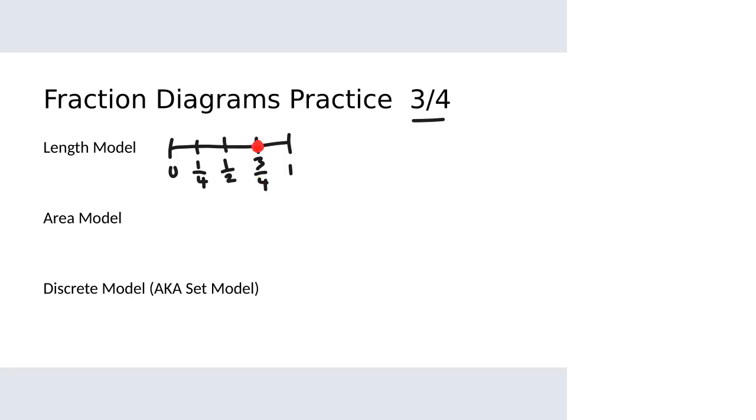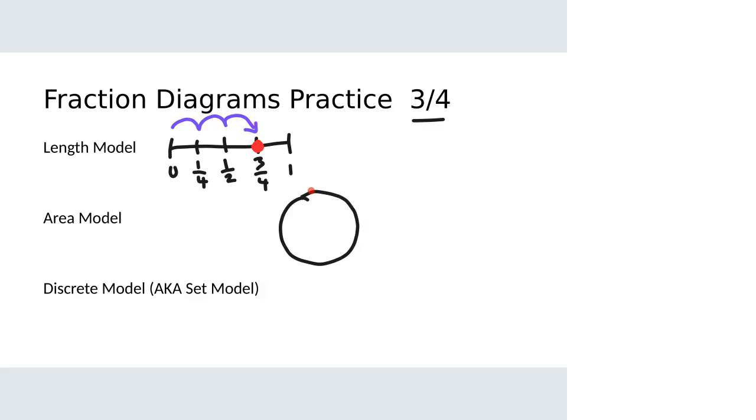using the length model. One thing I want you to notice is on this number line, that's 1, 2, 3/4 of the way to 1. That's where 3/4 is. That's how we see 3/4 on the length model. If I was going to walk that, I'd be 3/4 of the way to 1 when I got to that red dot. For the area model, you could certainly do this with the rectangle.